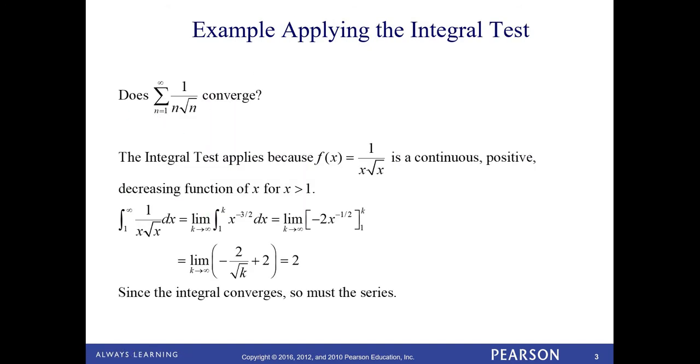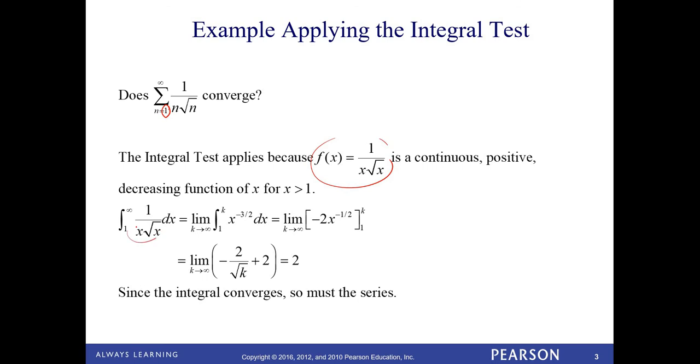So, does this converge? The integral test applies because this function, the same as my a sub n term, is a continuous, positive, decreasing function for all x, x greater than or equal to 1. That's the value I'm looking at here. So as long as those three things are true for x greater than 1, I can integrate. So I'm going to do the integral from 1 to infinity, which requires a limit. This is an improper integral.